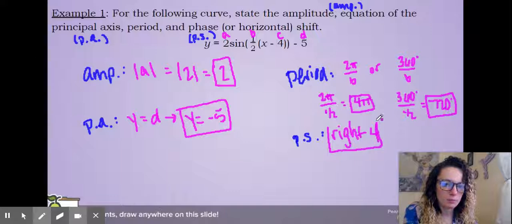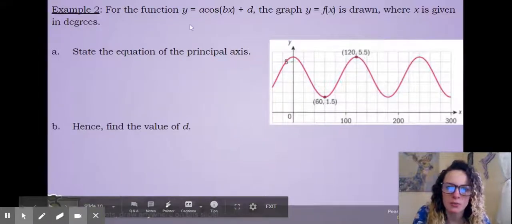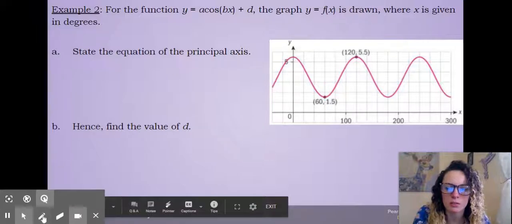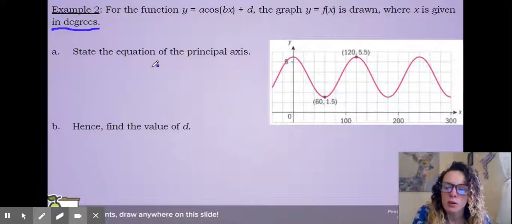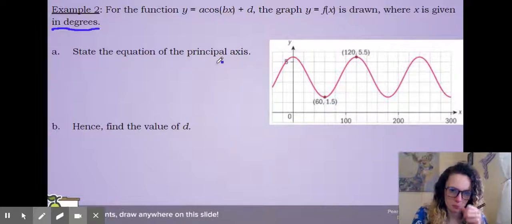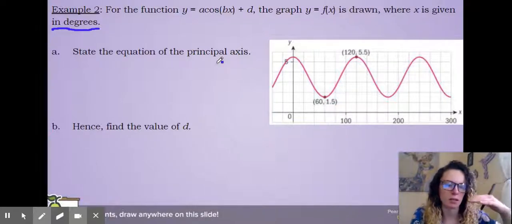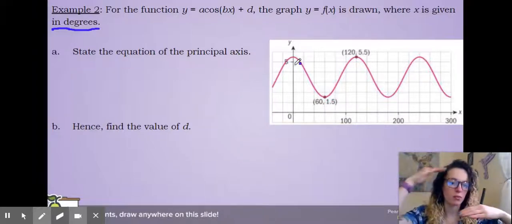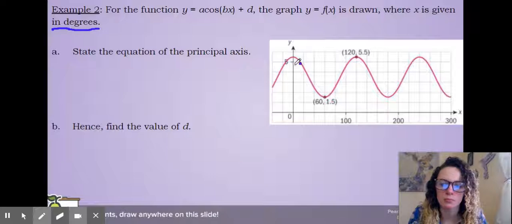And that's it. All right, for example 2, for the function y equals a cosine bx plus d, the graph y equals f of x is drawn where x is given in degrees. First, we are asked to state the equation of the principal axis. Remember, the principal axis, we had said, is that line around which the graph oscillates. So we can find it by finding basically the average of the y values of the max and min points.